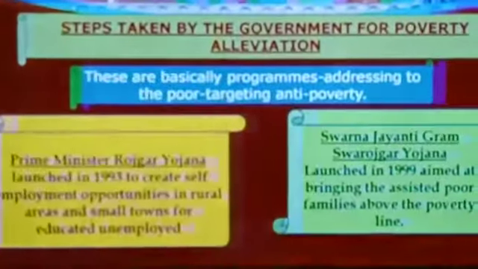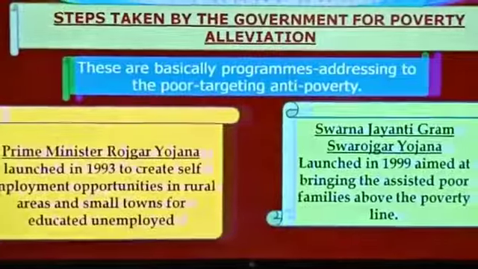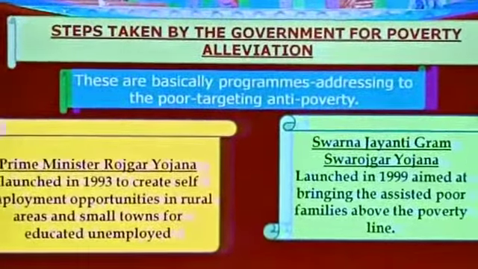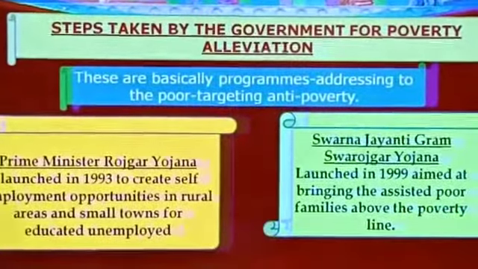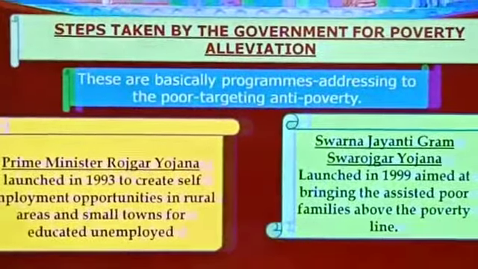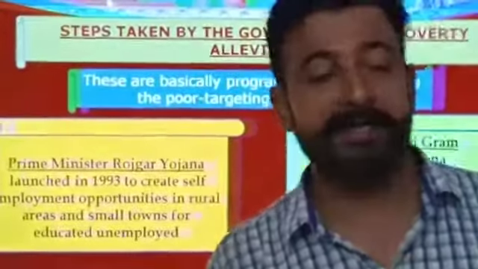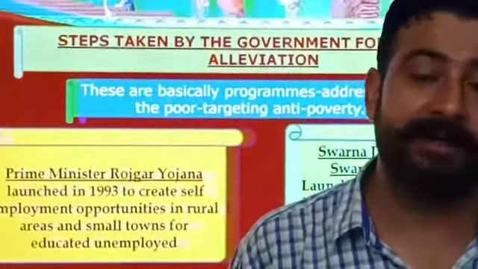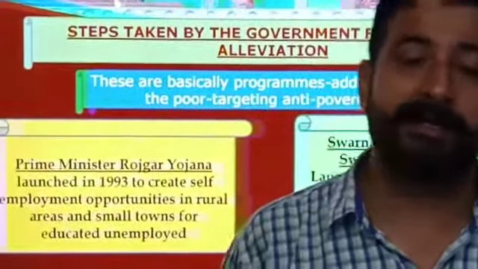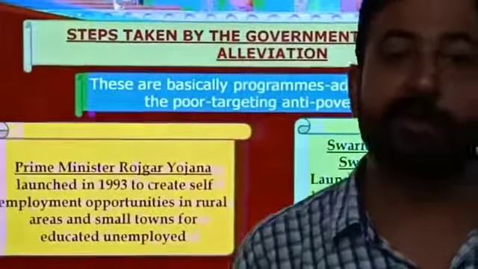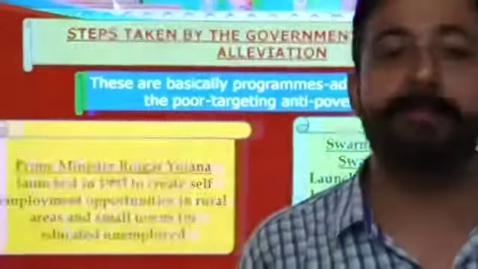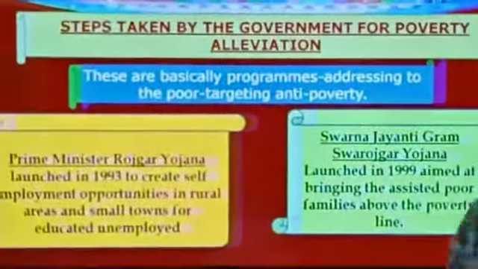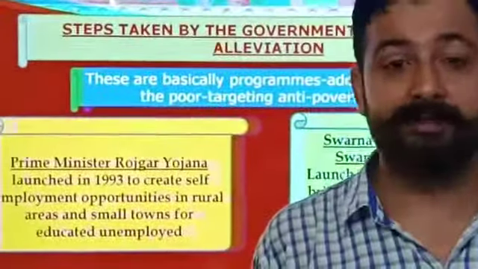Okay. Now next, Swarn Jayanti Gram Swarozgar Yojana. It was launched in 1999 and aimed at bringing the assisted poor families above the poverty line. And what is the poverty line? My dear students, the poverty line is an imaginary line. It's a benchmark that is fixed by the government and estimated by the NSSO. What is NSSO? National Sample Survey Organization. This estimation is done periodically, after every 5 years.